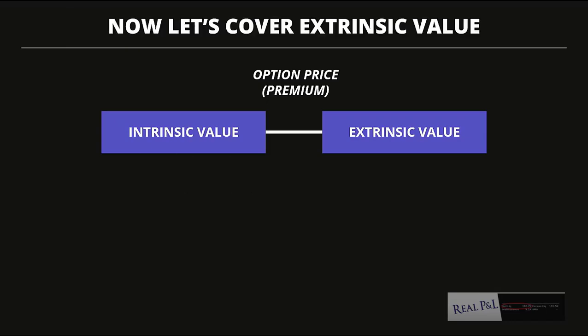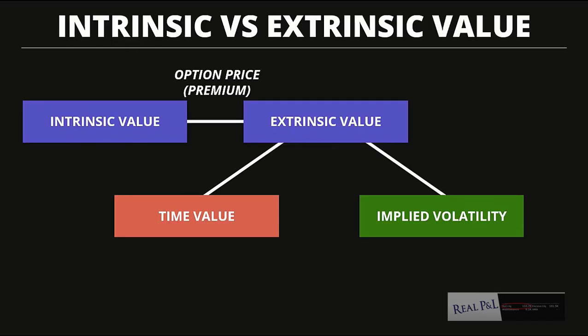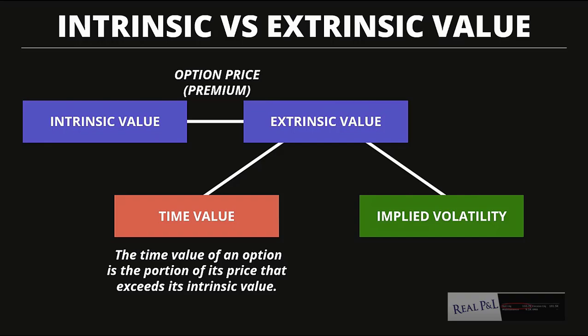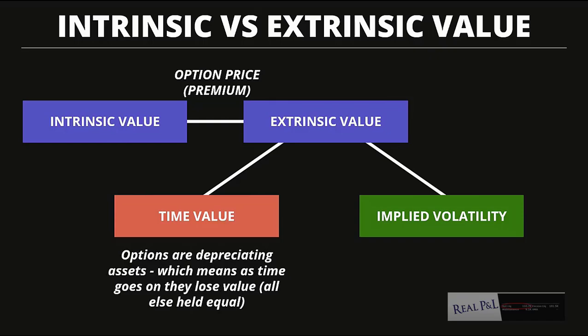Now let's cover extrinsic value. Extrinsic value consists of time value and implied volatility, which is sometimes factored into time value, but I've separated it here for learning purposes. The time value of an option is the portion of its price that exceeds its intrinsic value. Options are depreciating assets, which means as time goes by, they lose value, all else being equal, of course.